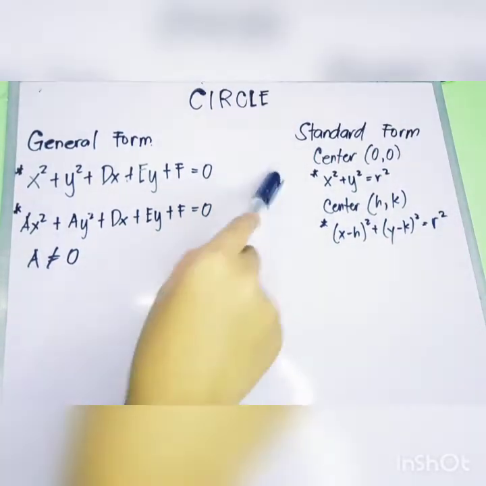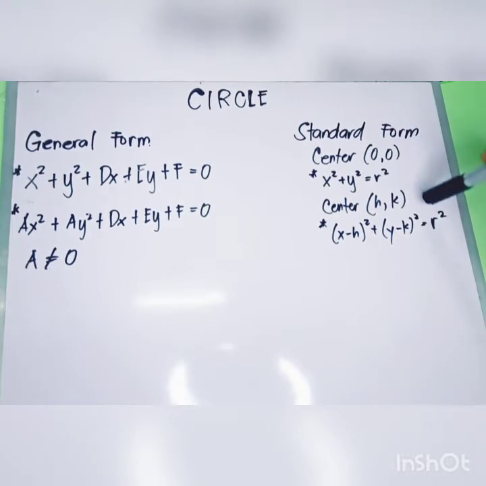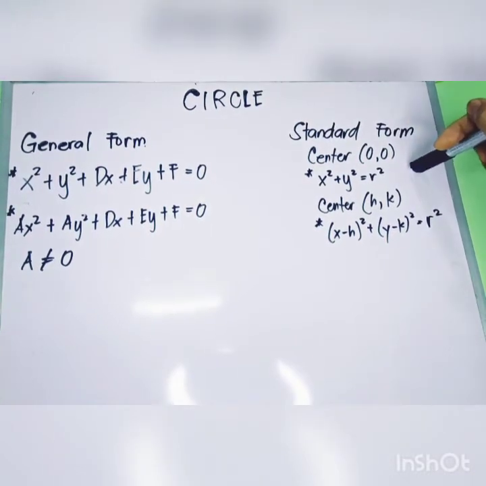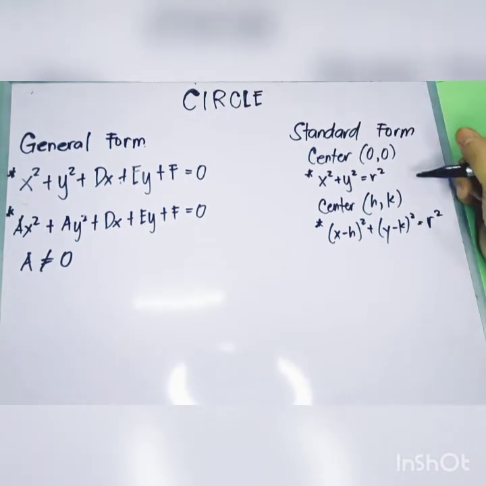And for the standard form, we have two: the center located at the origin, and the center h, k. Okay, for the standard form of the center at the origin, we have x squared plus y squared equals r squared, where r here is the radius. And for the center h, k, we have quantity x minus h squared plus quantity y minus k squared equals r squared. Again, the r is the radius.